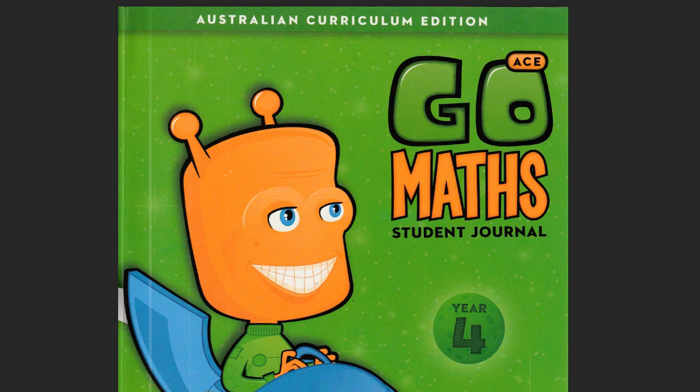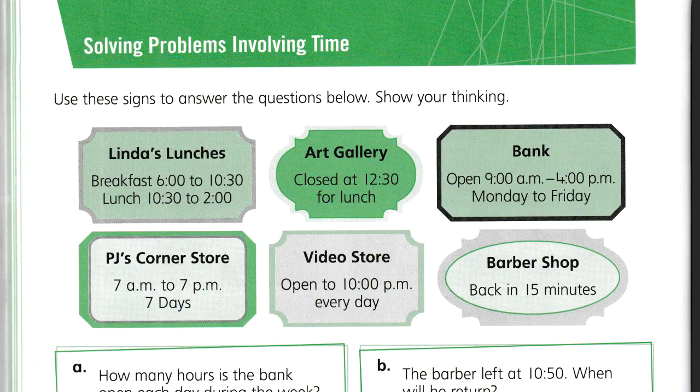Good morning everyone. Today we're looking at Go Maths Student Journal for Year 4. It's the Australian Curriculum Edition and we're doing Unit 18.5, which is solving problems involving time. So use these signs to answer the questions below and show your thinking.